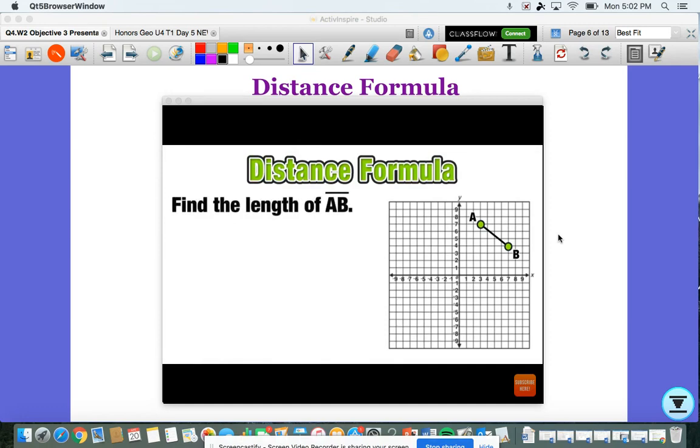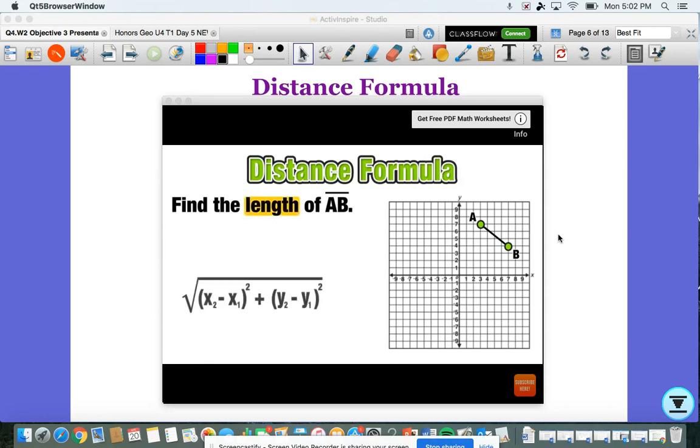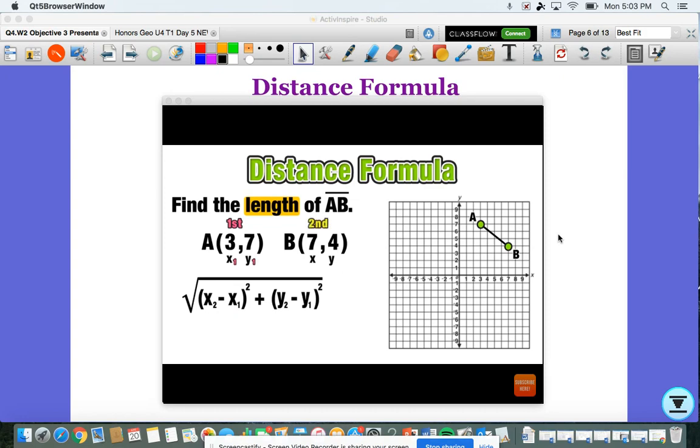Our first example calls for finding the length of line segment AB. Now, when we see the word length, we should be tipped off to use the distance formula. First, we're going to need the coordinates of the endpoints A and B, with A at 3, 7 and B at 7, 4. Now again, A and B are both points with x and y coordinates. Since A is the first point, we'll give it the 1's x1, y1, and since B is our second point, we'll give it the 2's x2, y2. And now we're ready to use our formula.